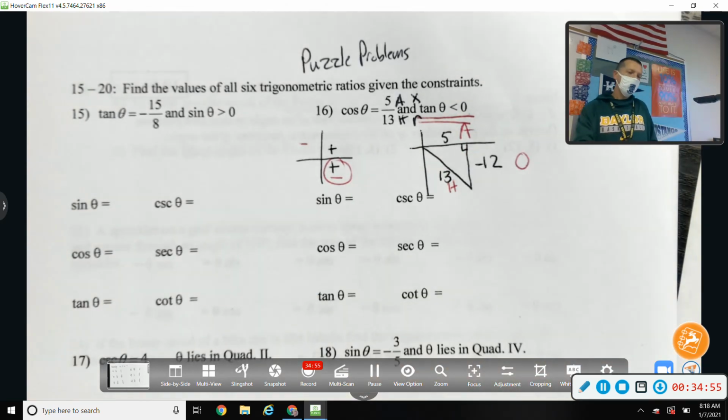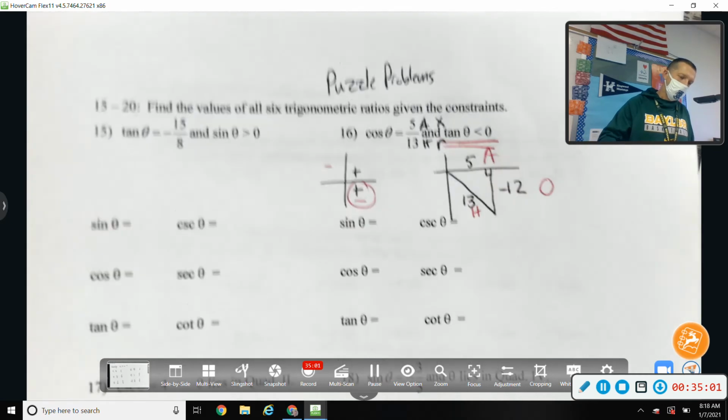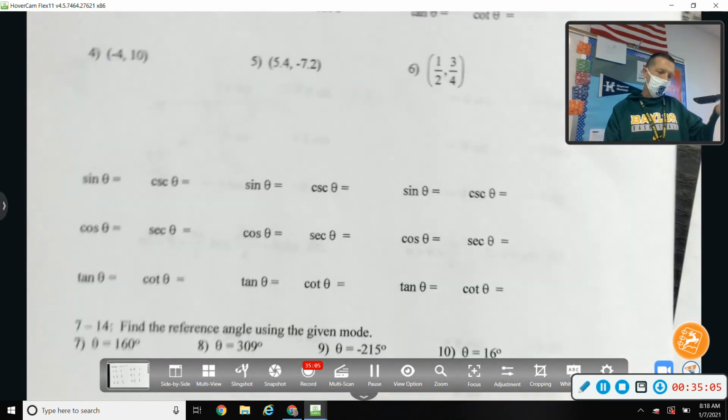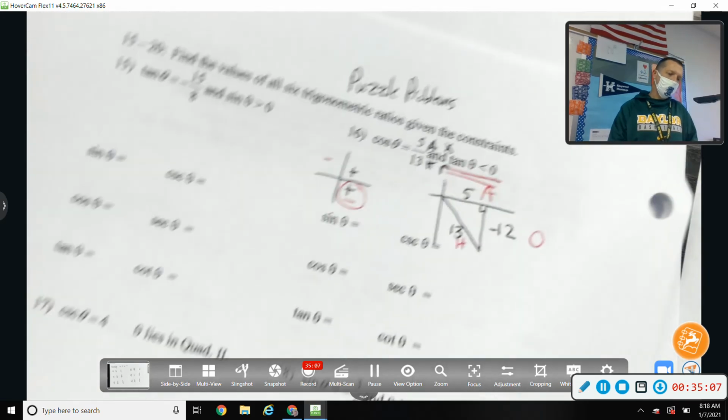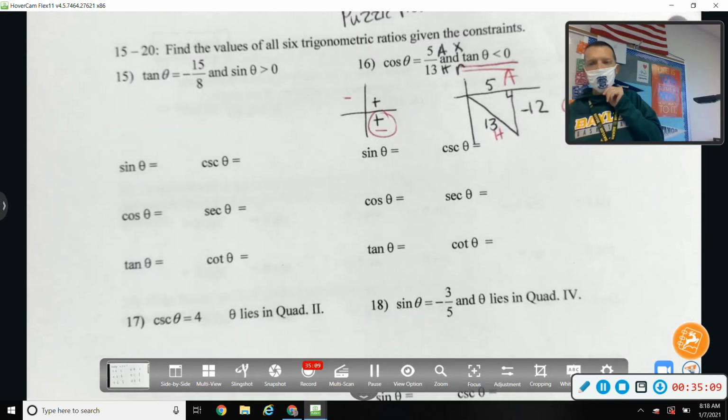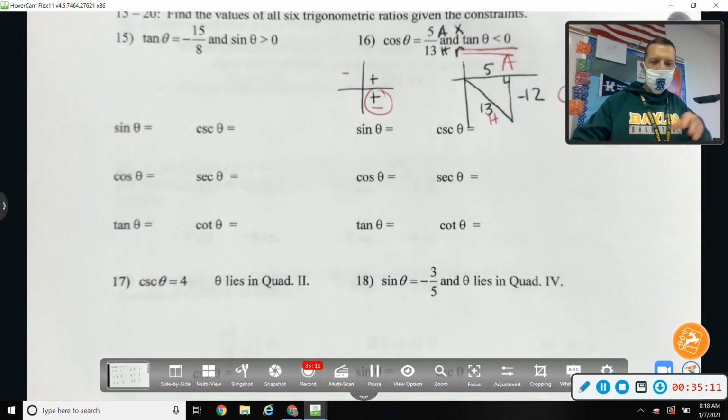So we'll do a couple more of those tomorrow. Those are a little bit tricky until you get the hang of them. So 6 trig ratios through a point, find some reference angles, and then do some puzzle problems. The odd answers are not posted yet, but they will be soon. That was a long one today.